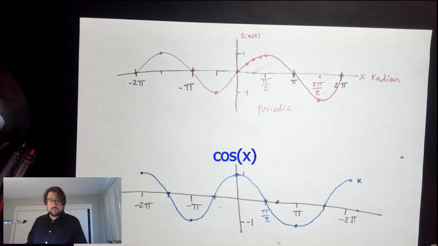And that's the end of the intro to graphing sine and cosine of x from the unit circle.